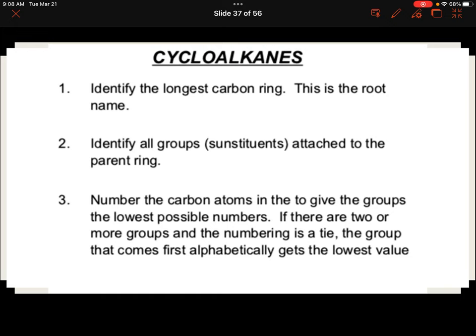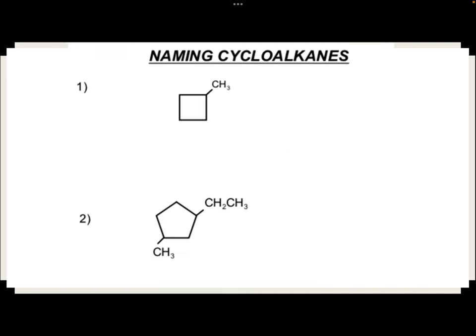We have to identify the longest carbon ring, that is the root name, the parent chain. From there we identify all groups attached to it, and then we have to number the carbon atoms in order to give the lowest possible numbers. And once again, if there are two or more groups and the numbering is a tie, then the group that comes first alphabetically gets the lowest value.